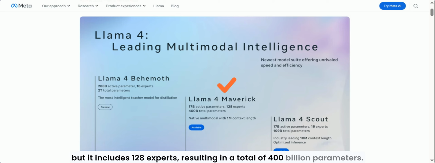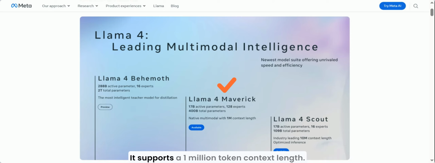Maverick is a larger model, also with 17 billion active parameters, but it includes 128 experts, resulting in a total of 400 billion parameters. It supports a 1 million token context length. Finally, Behemoth, which is still in training, is the largest with a staggering 2 trillion parameters.